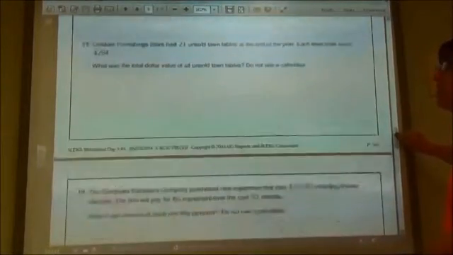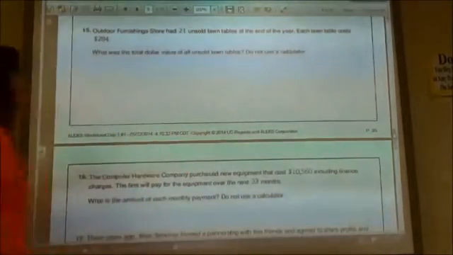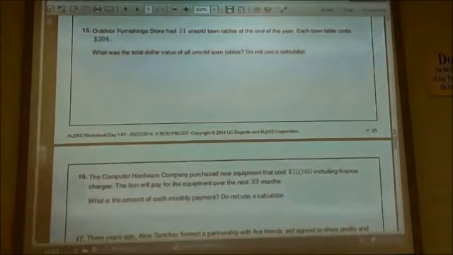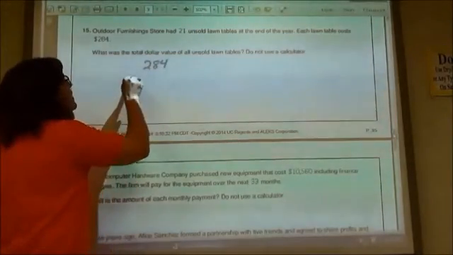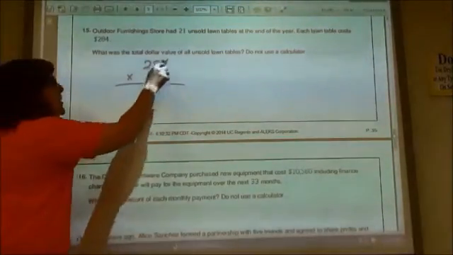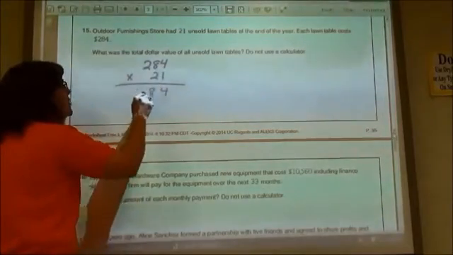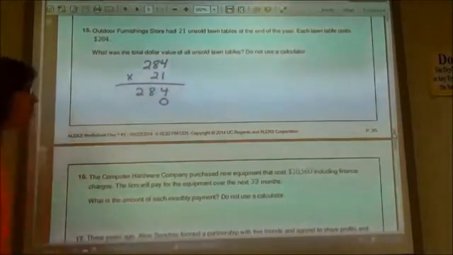And number 15, we'll at least have a little bit more room to write since we're at the bottom of that page. Outdoor furnishing store had 21 unsold lawn tables at the end of the year. Each one cost $284. What is the total value of all the tables? So I'm going to take 284 times the 21 tables that I have left. So 1 times 4 is 4. 1 times 8 is 8. 1 times 2 is 2. It'll multiply by the 2 in the tens place, so I add the 0.